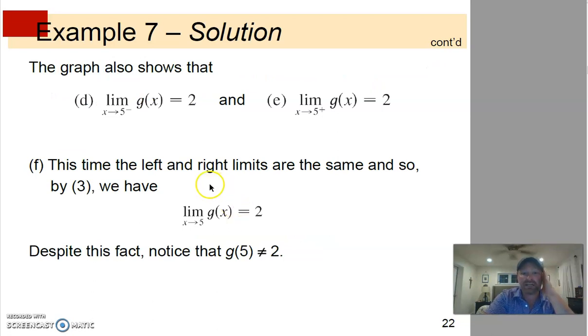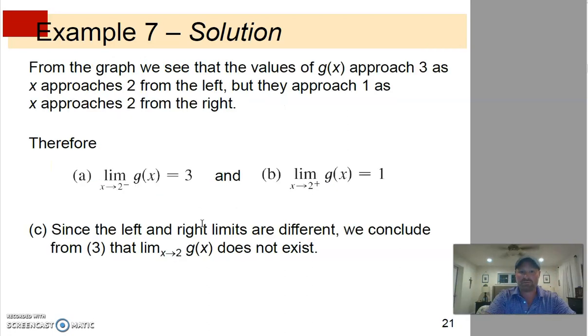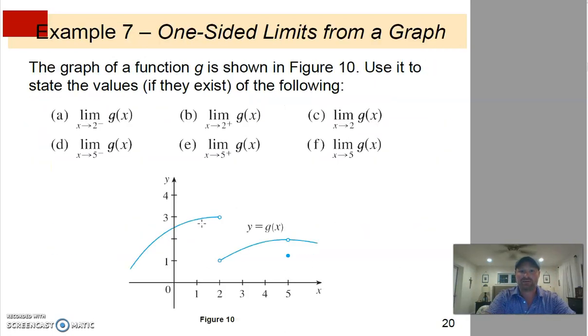However, for this one here, it equals the same thing as we approach from values less than 5 and values greater than 5. This time the left and the right limits are the same, and so by 3 we have that the limit as x approaches 5 of g of x does in fact equal 2. Despite the fact, notice, that g of 5 does not equal 2, and that's the point that we saw up here in the previous screen.